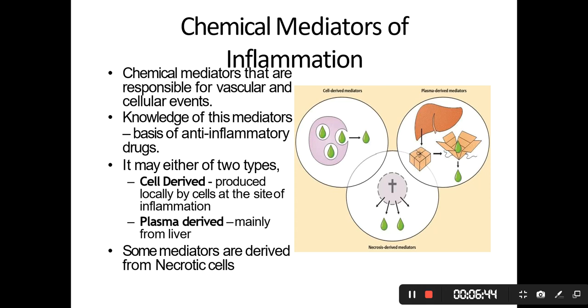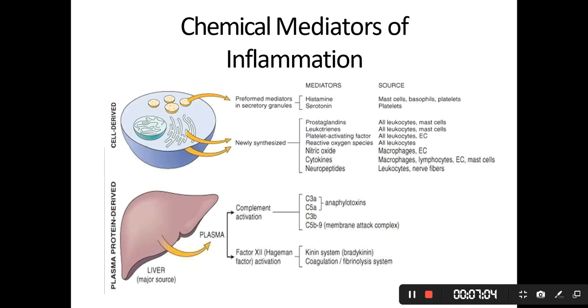And what are the two types of mediators that are present in our body? They are either cell derived or plasma derived. Some mediators are also derived from the necrotic cells, we don't have to study that, but the two main types are either derived from the cell or from the plasma. The ones derived from the cells, examples are histamine, serotonin, prostaglandins, etc. The ones derived from the plasma are the complement system, the coagulation cascades, and the kinin system.